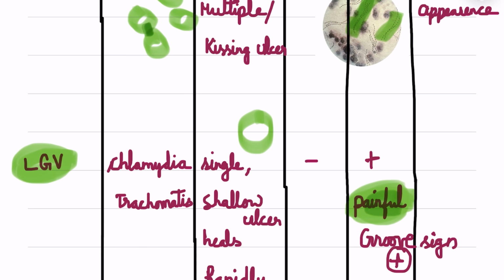Because of this lymph node enlargement, the inguinal lymph node in the thigh forms a fold-like thing. So that is called the groove sign. The groove sign will be positive in lymphogranuloma venereum caused by Chlamydia trachomatis.